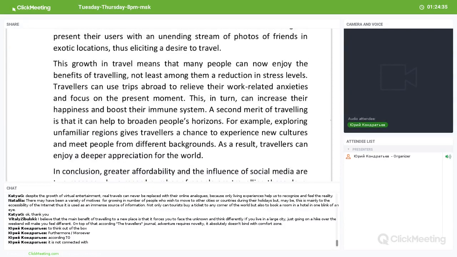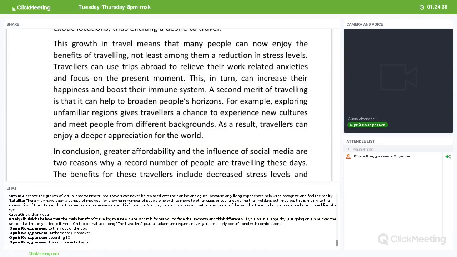The growth in travel means that many people can now enjoy the benefits of traveling, not least among them a reduction in stress levels. Travelers can use trips abroad to relieve their work-related anxieties and focus on the present moment. This, in turn, can increase their happiness and boost their immune system. A second merit of traveling is that it can help to broaden people's horizons. For example, exploring unfamiliar regions gives travelers a chance to experience new cultures and meet people from different backgrounds. As a result, travelers can enjoy a deeper appreciation for the world.